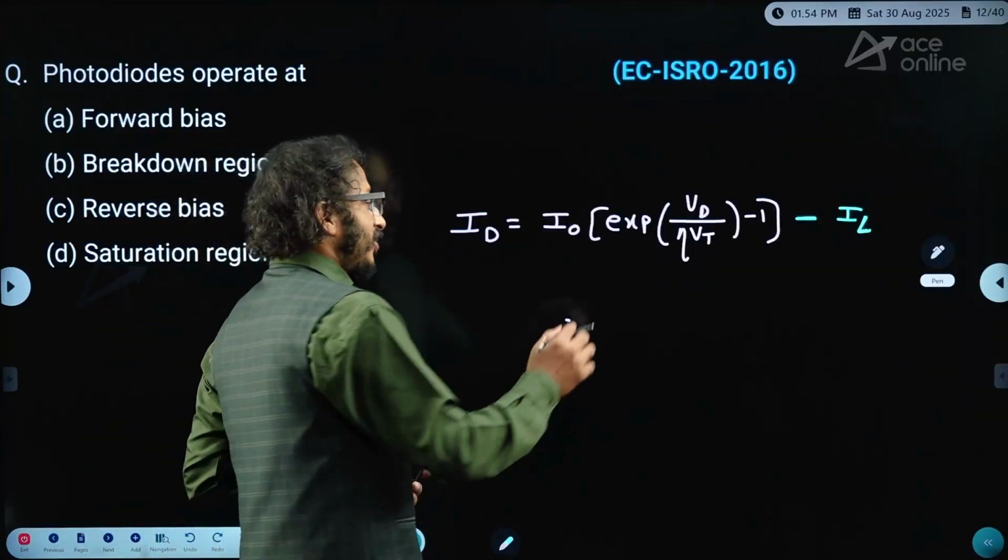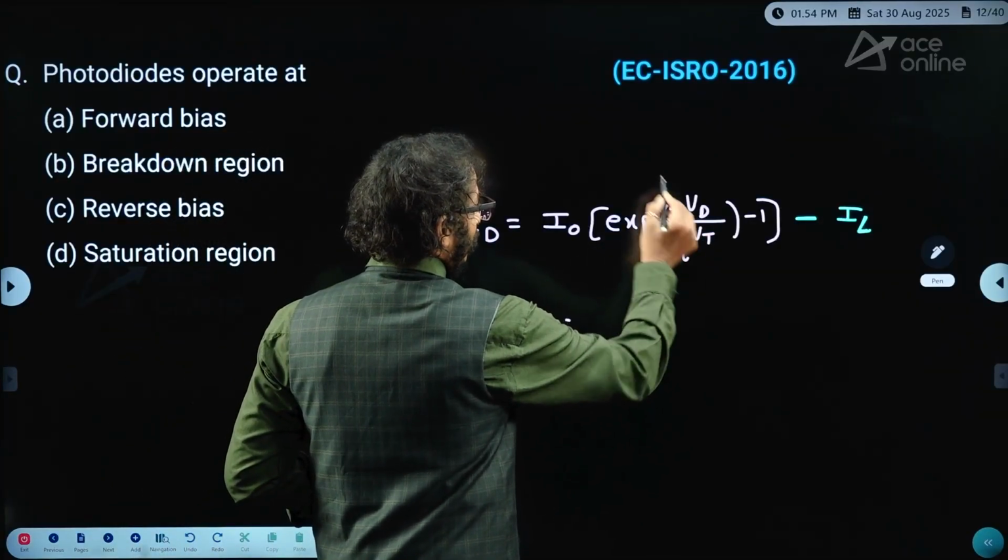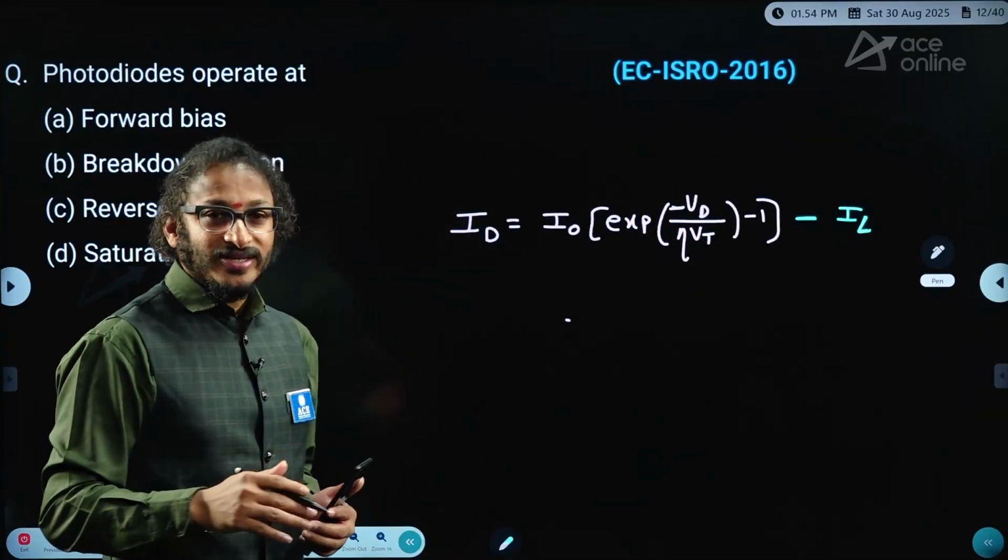Now let me interchange: instead of plus, let me keep it as a minus. That means what? Cathode voltage greater than anode voltage.